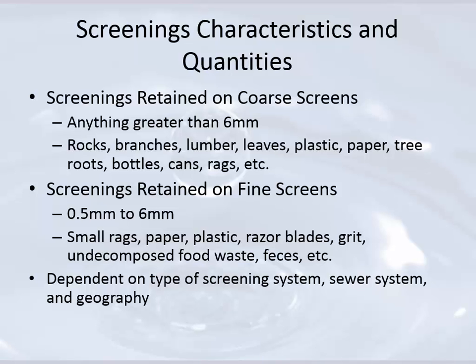And then the screenings retained on your fine screens are going to be small rags, paper, plastic, razor blades, grit, undecomposed food waste, feces, etc. Depending on the type of screening system, your sewer system, and geography, you're going to find a range of these. Obviously, after a rain or whatnot, if you have a combined sewer overflow, then you're going to have all kinds of leaves on your screens.